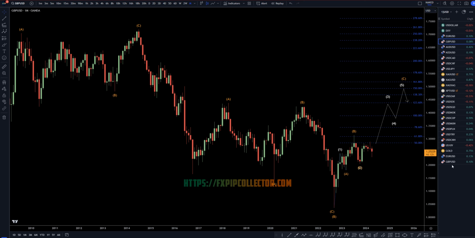Today is Friday, April 26th, and this is my analysis of the pound US dollar starting on the monthly, working my way down to the 1 hour time frame for the full top down analysis.